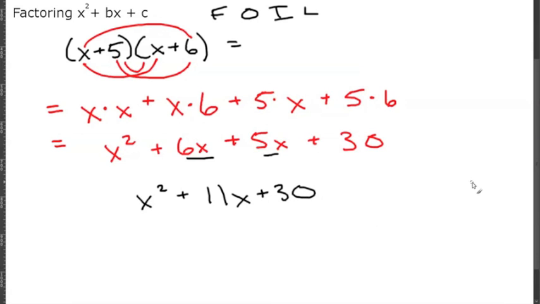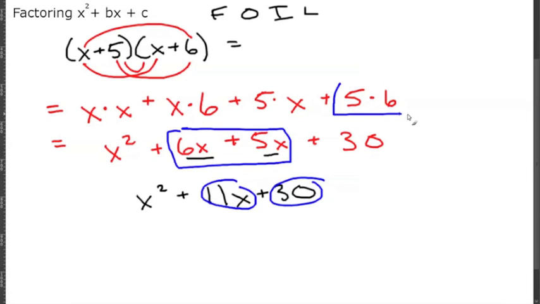Looking at this, you can see that this term 11x is 6x plus 5x, and this term 30 is 5 times 6. So to get the 11x, you add a 6x and a 5x, and to get to a 30, you multiply a 5 and 6. So for the inner term b, you're adding, and for the last term c, you're multiplying the 5 and the 6.